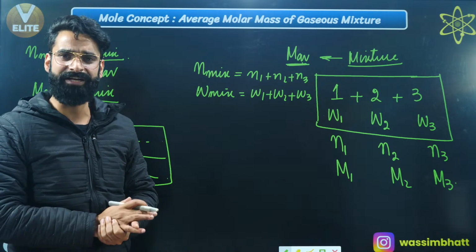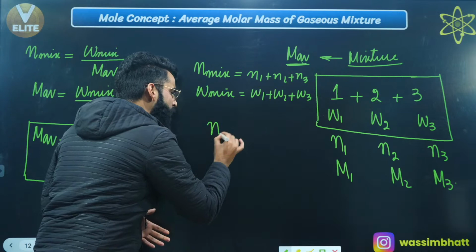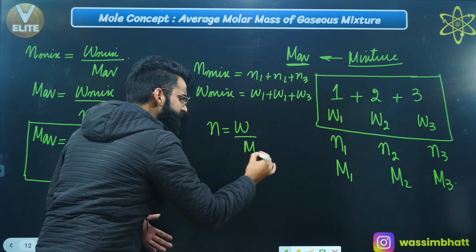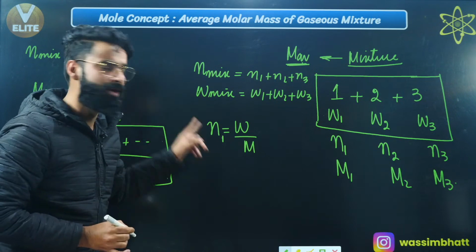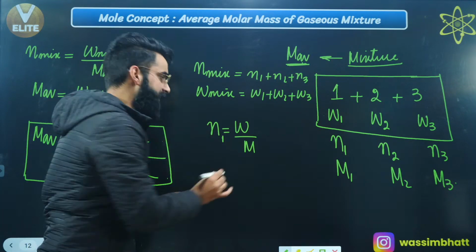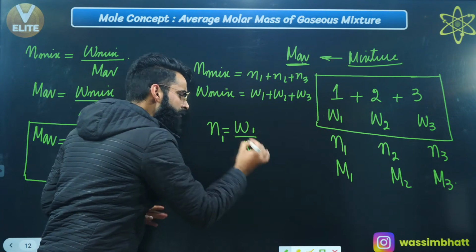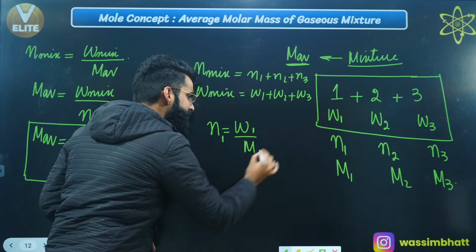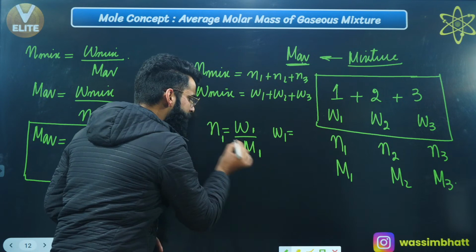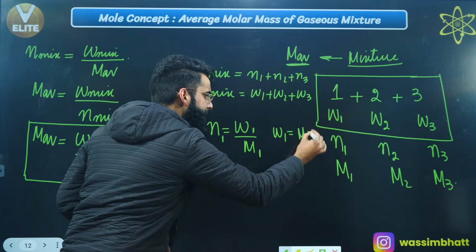What do you do at that time? People, do you know number of moles is equal to given mass divided by molar mass? This is something which everyone will be knowing, right? If I write N1, what is N1? Number of moles of gas 1 in the container, which is equal to mass of gas 1 divided by molar mass of gas 1. As simple as that, yeah? So can I get W1 from here? Can I say W1 is simply going to be equal to N1 multiplied by M1?